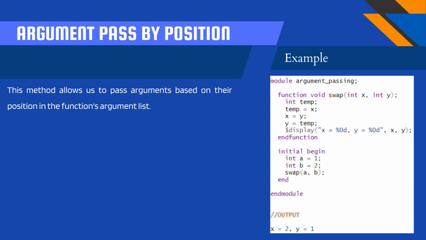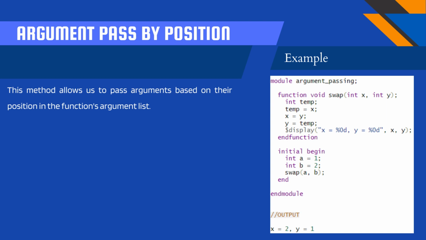However, it's also prone to errors if you accidentally pass arguments in the wrong order. Let's take a look at an example of this. Suppose we want to swap the values of x and y using a function called swap. We might define the function like this. In this example, we define a function called swap that takes two integer arguments, x and y. Inside the function, we swap the values of x and y using a temporary variable, and then we print the result.